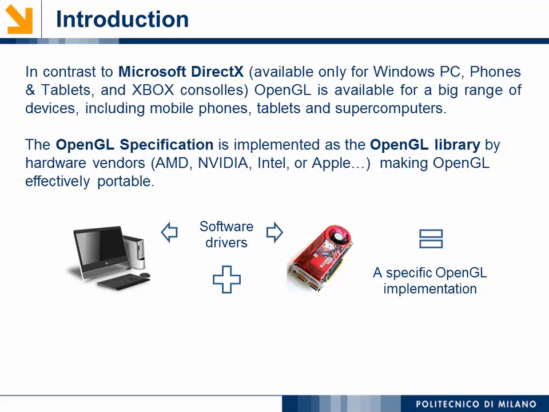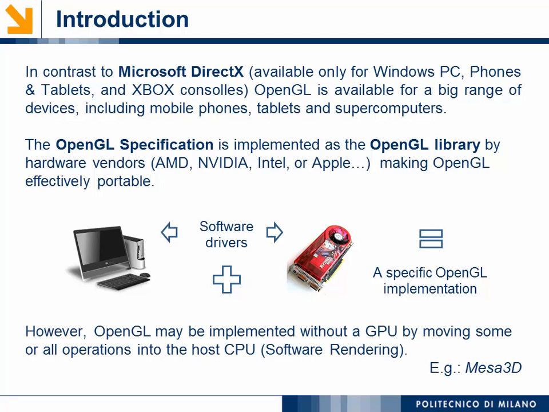So that's basically what you have: the specification, the drivers, and the implementation on a specific graphic card. In fact, many of the operations that are performed by the graphic adapter can be, and sometimes are, moved onto your main computer CPU. Those are usually called software implementations of OpenGL.